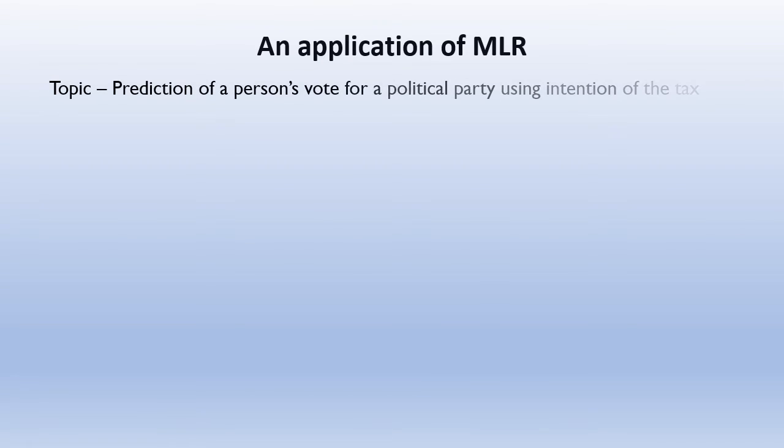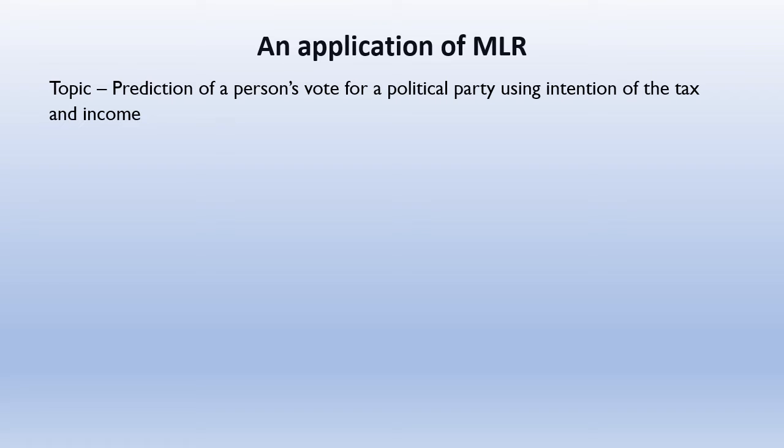Let's move on to a simple application which used multinomial logistic regression. The problem is, a researcher wanted to understand whether the political party that a person votes for can be predicted from a belief in whether tax is too high on a person's income.